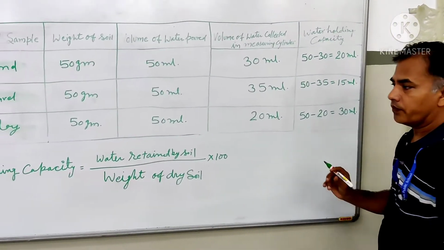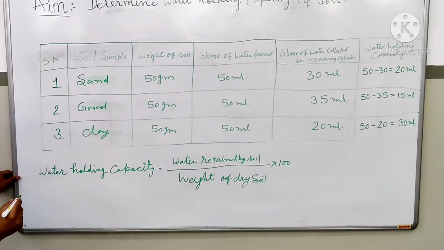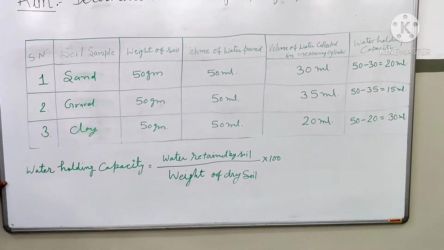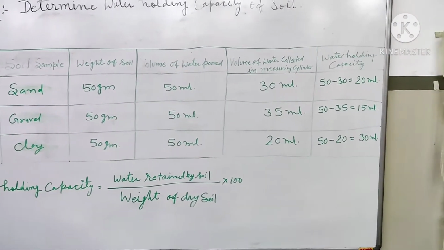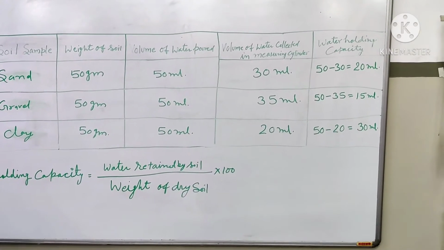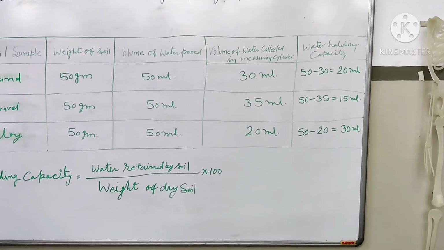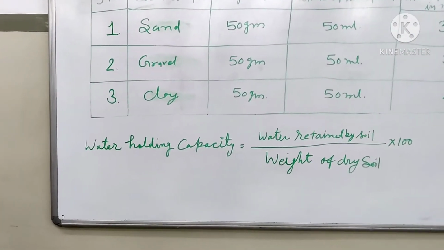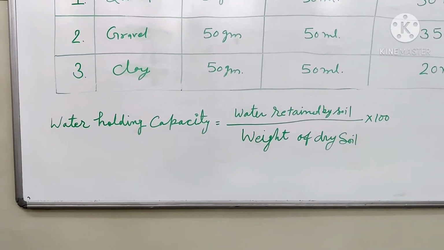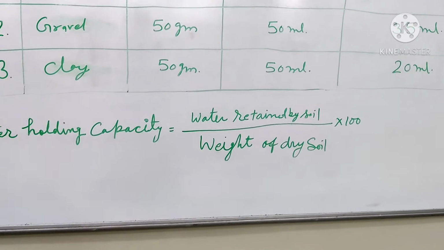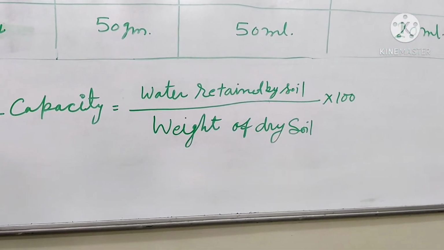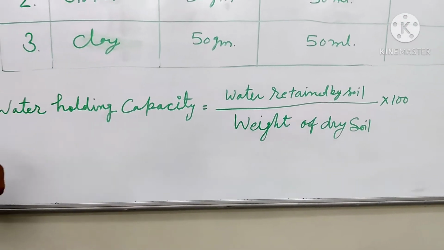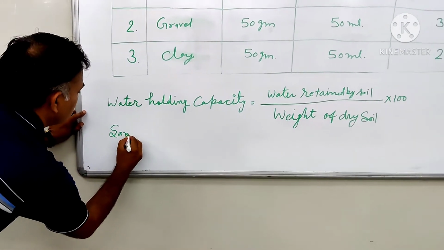So if you see this complete table, the first column is the serial number, second is soil sample, third is weight of the soil, fourth is the volume of the water poured, fifth is the volume of the water collected, and last is the water holding capacity. Then how do we calculate the water holding capacity? For this there is a formula. Water holding capacity equals water retained by the soil upon weight of the dry soil, multiplied by 100. In this way you can calculate the water holding capacity of the soil.